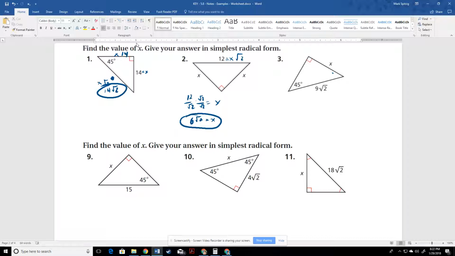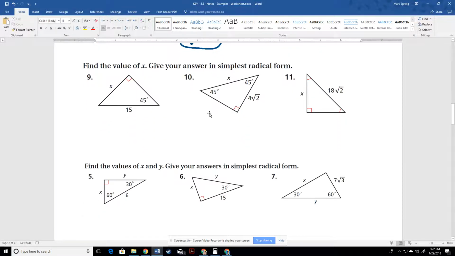Okay. In this case, we have x root 2 here. Now, hopefully we see that if I divide both sides by root 2, that cancels and that cancels. So x just equals 9. So 9 and 9, right?